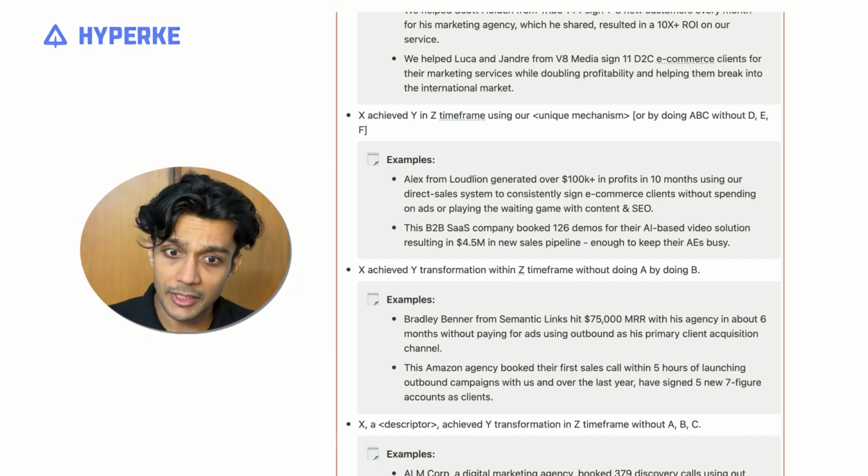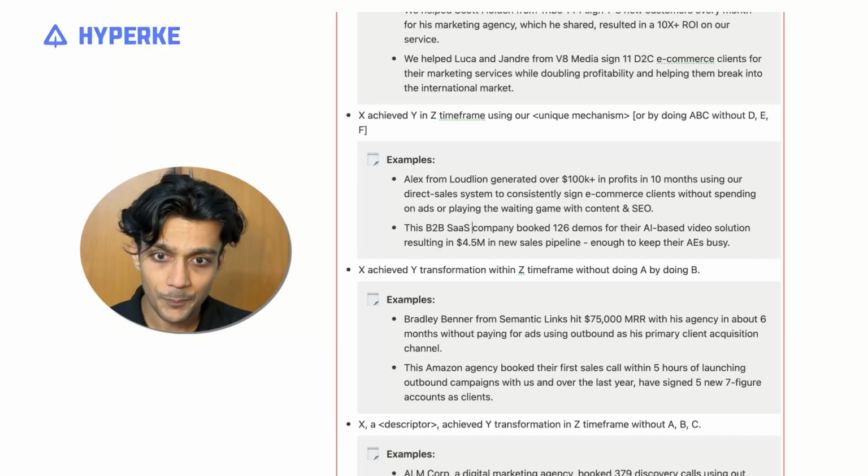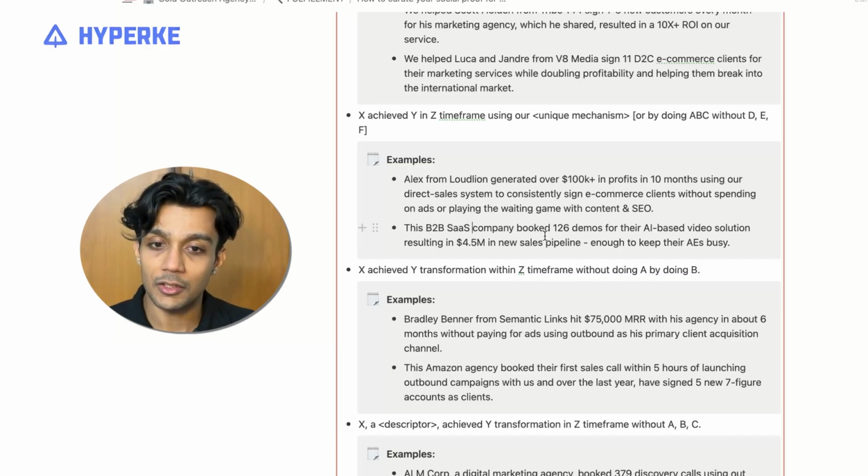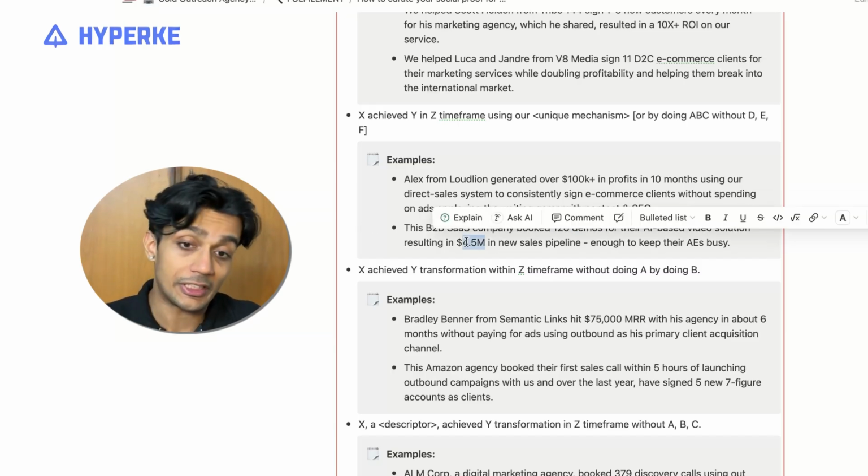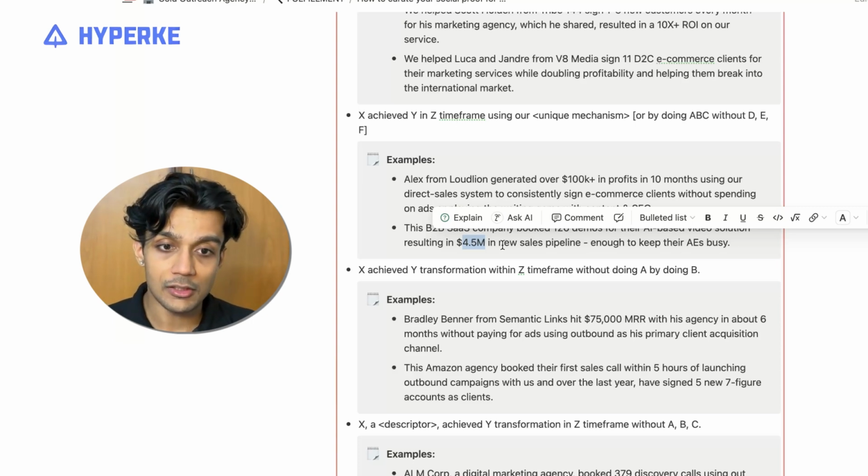So they might care about demos, which is why I'm leading with demos. And then this is the second order impact. So this is the amount of pipeline generated through those demos. And then another second order impact is that their account executives were busy.